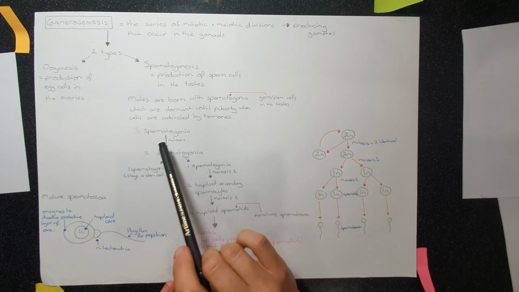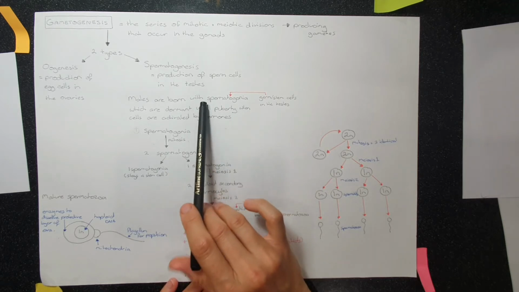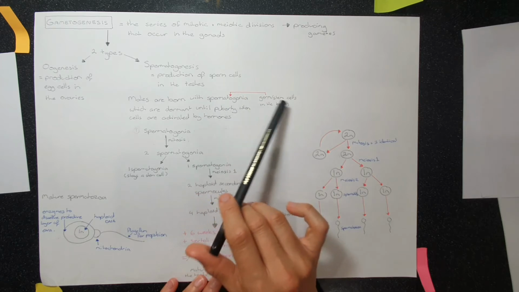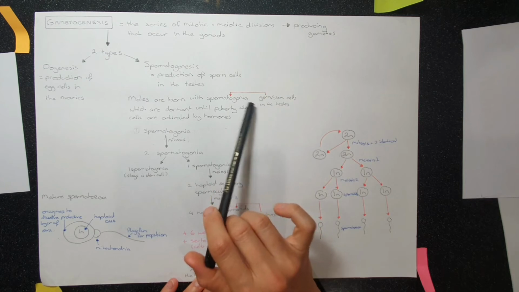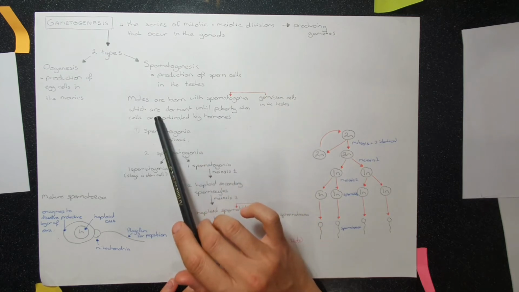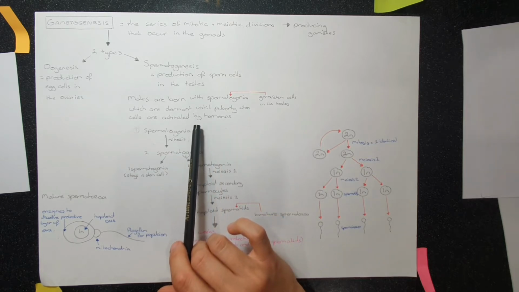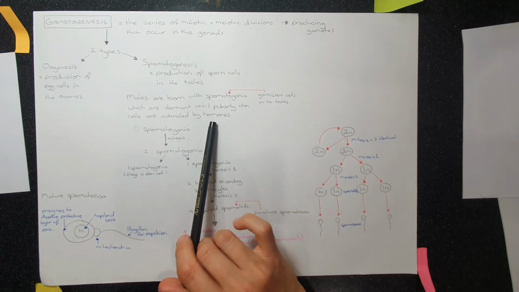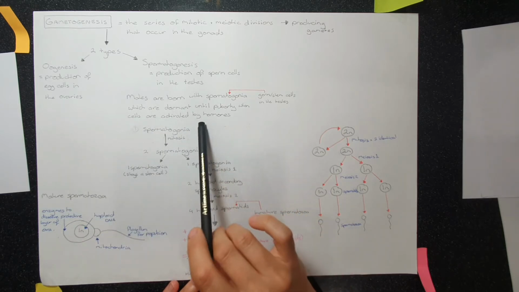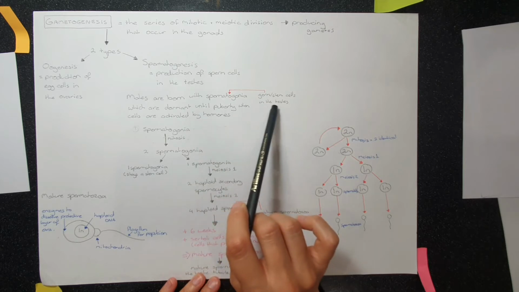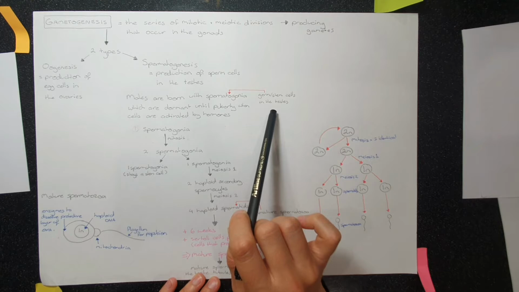Okay. So in the very beginning, male babies are born with spermatogonia. Spermatogonia is a fancy word for the germ cells or stem cells in the testes. These spermatogonia cells stay dormant until puberty when they are activated by hormones. So during that time of massive changes and fluctuations in hormones during puberty, that's when these guys become awakened, and they stay awakened for the rest of the male's life.